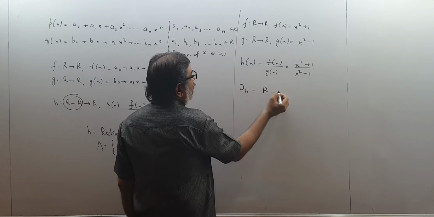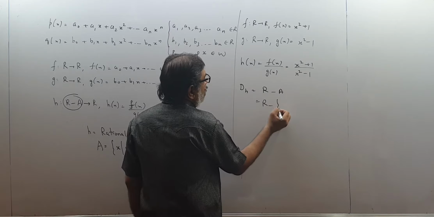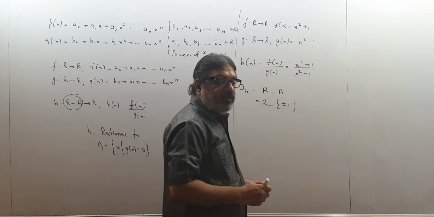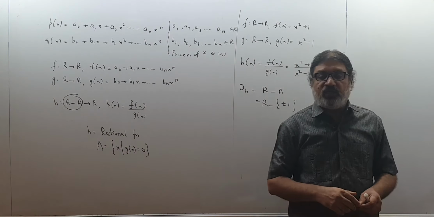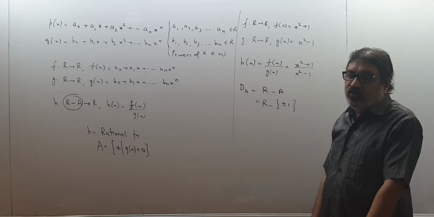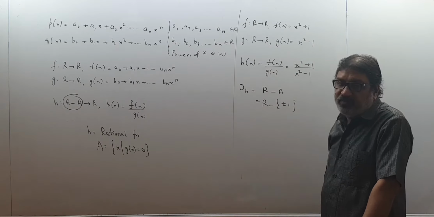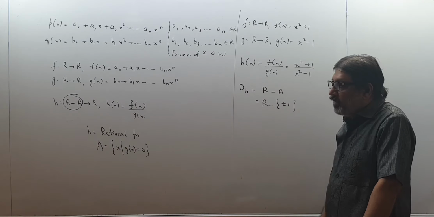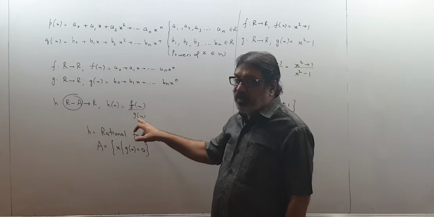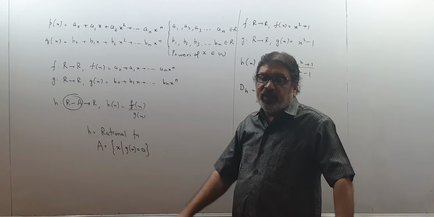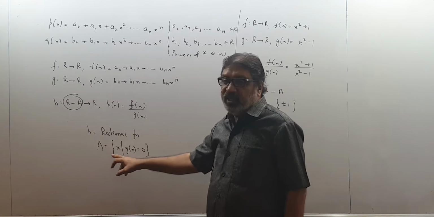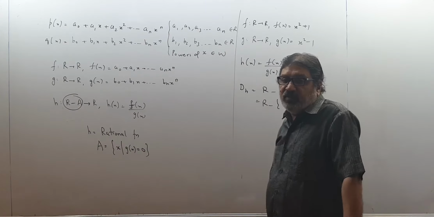Therefore, this domain of h will now be R minus A, and that will be how much? R minus plus minus 1. Please understand. Therefore, when you make a rational function, you have to see for what values the denominator expression is becoming 0. You have to remove those values from the domain of the new function h. D(h) means domain of h. h is obtained by getting the quotient of f and g. Wherever g is becoming 0, remove those values from the domain. That is the new domain of h function. Therefore, I am writing R minus A. And what is A? They are those values of x for which g(x) is becoming 0.